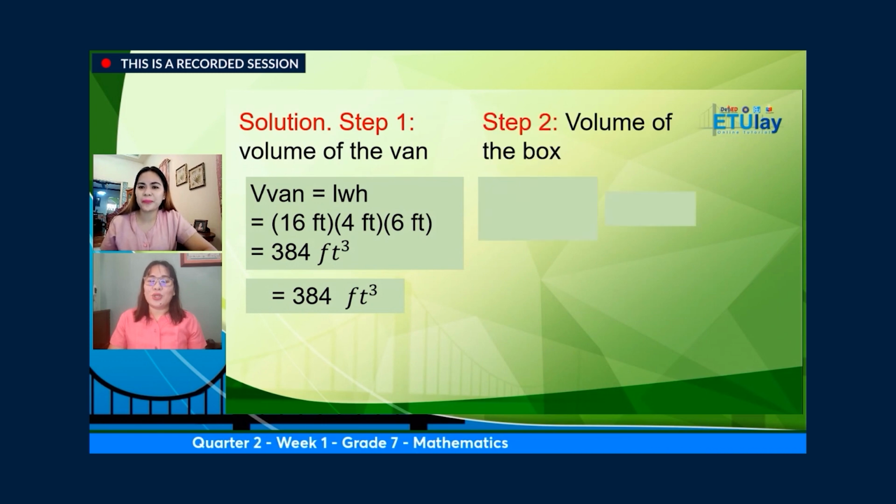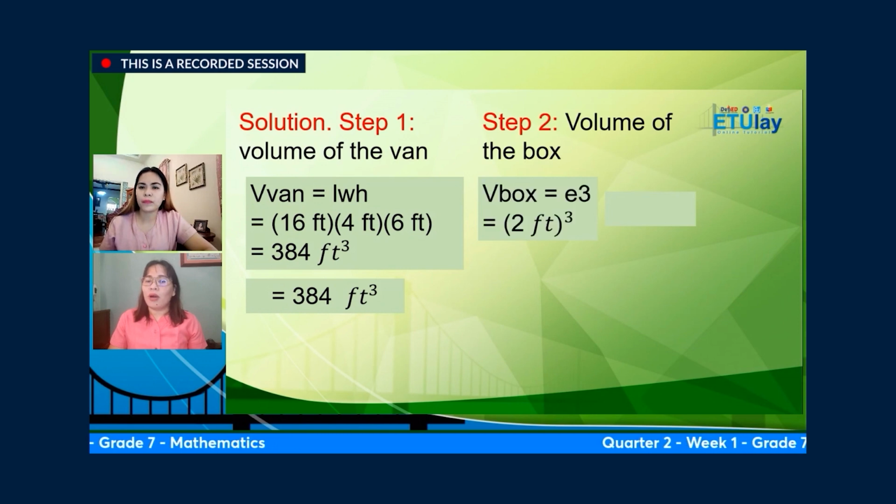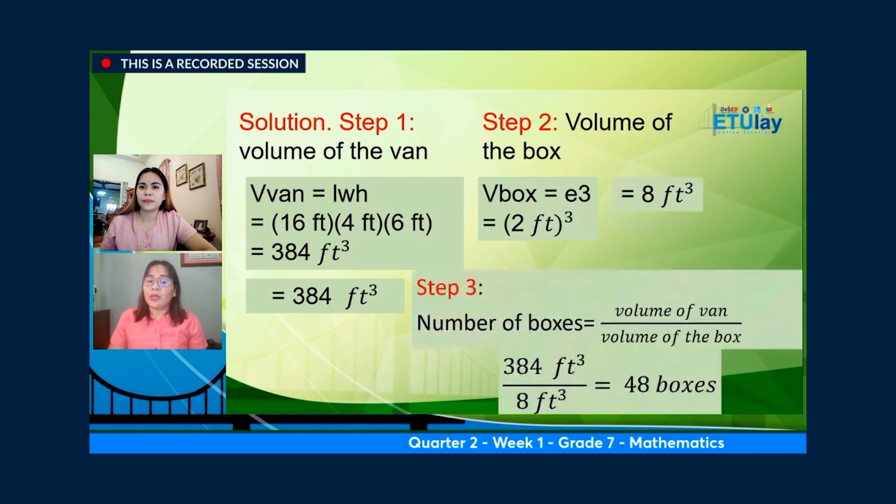Okay, let's do the second step. The second step, volume of the box. V box is equal to edge raised to 3. Substitution, 2 feet cubed is equal to 8 feet cubed. Good job for those who got the correct answer. For those who did not, don't worry. There is still another chance.